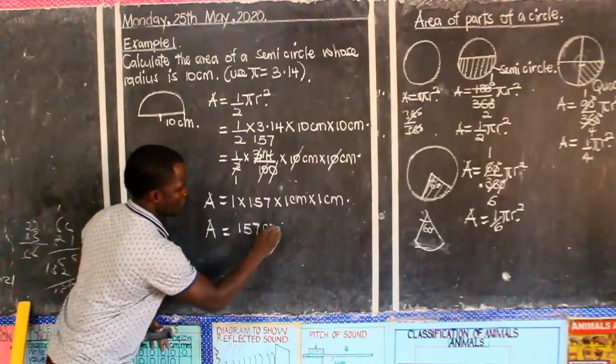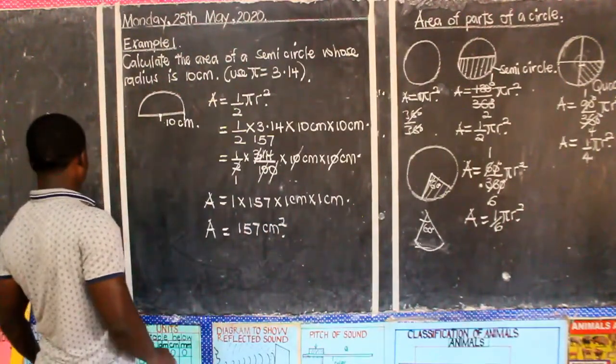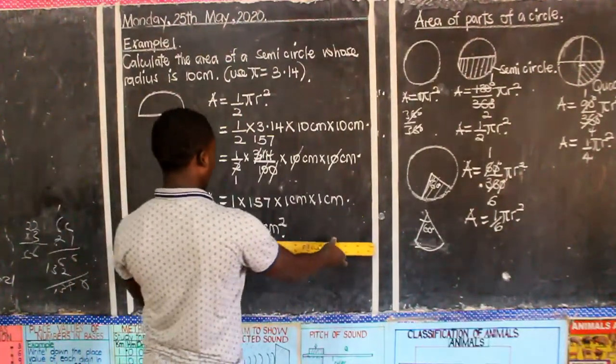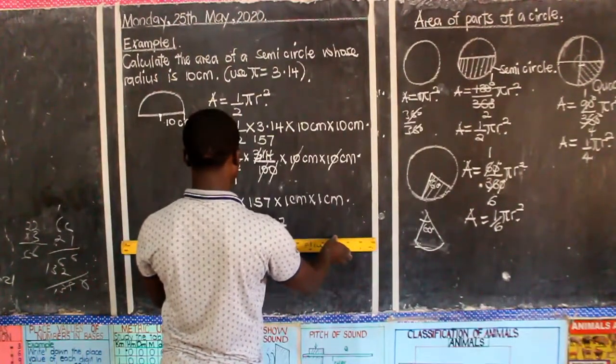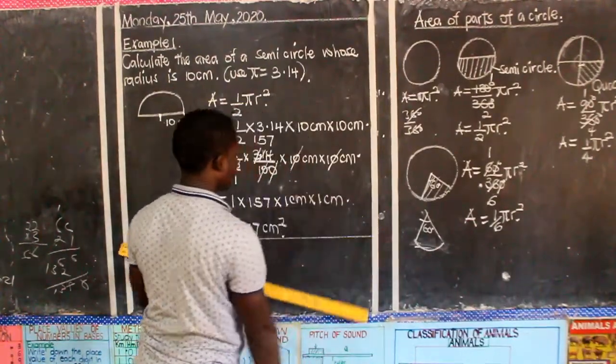So area equals 157 square centimeters. That is the area of the semicircle whose radius is 10 centimeters.